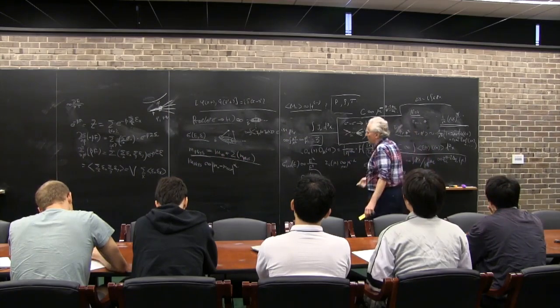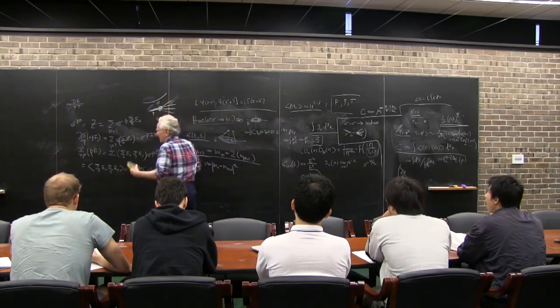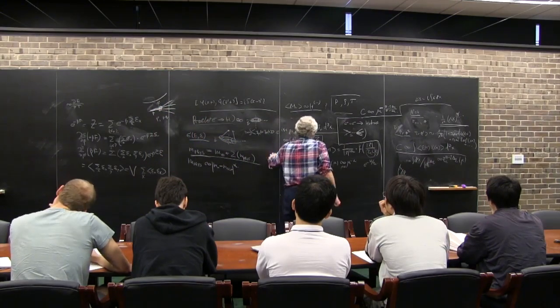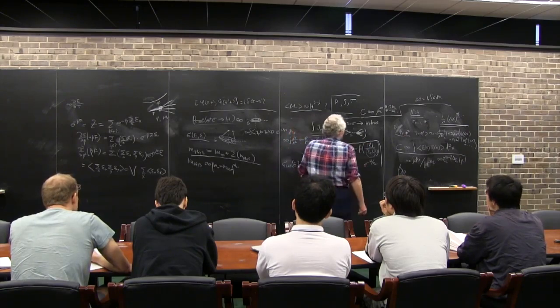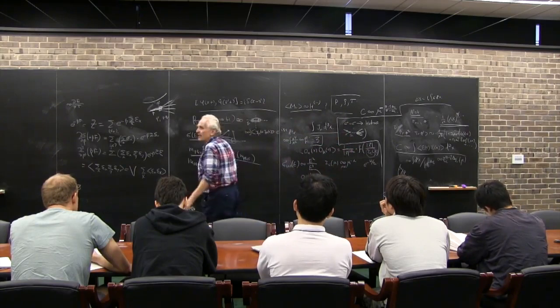Here are some fractions of electron volts. Here there are giga electron volts, but the theory is basically the same. I don't really have time to explain this.